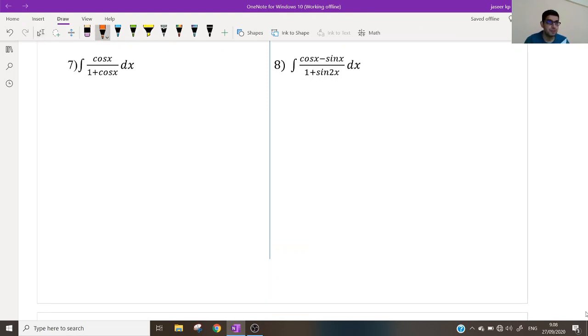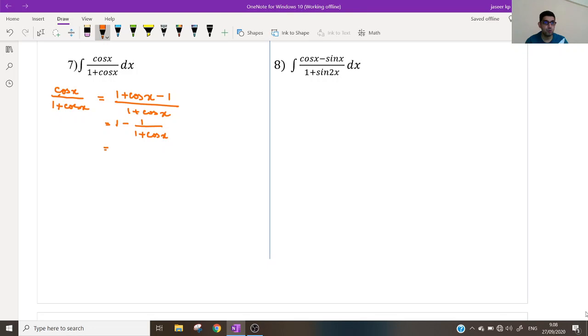So the first question is integral of cos x divided by 1 plus cos x. Now let us rewrite this one, cos x divided by 1 plus cos x, by adding and subtracting 1 in the numerator. So this can be written as 1 minus 1 by 1 plus cos x.